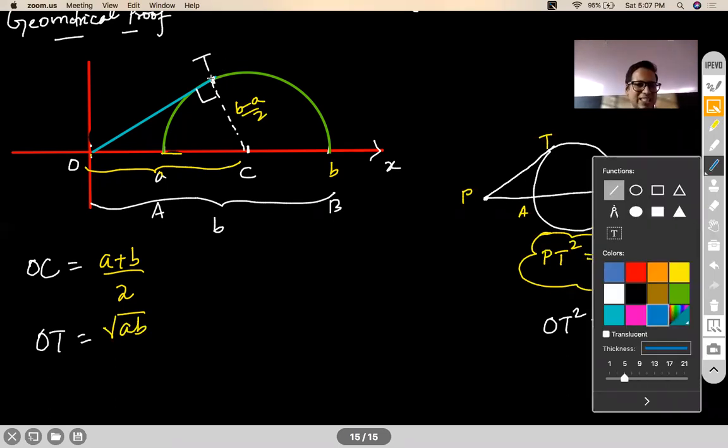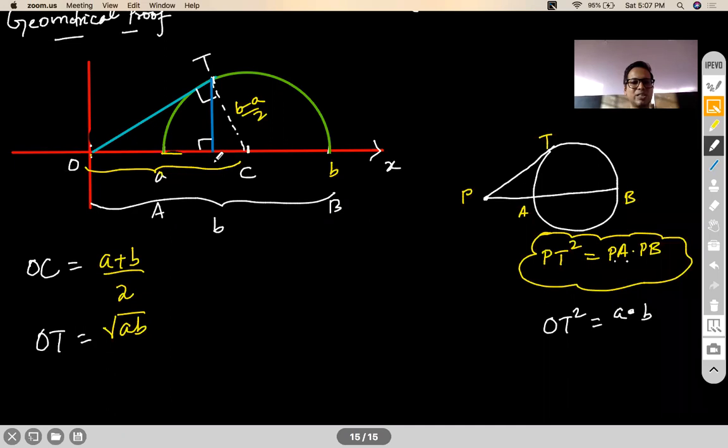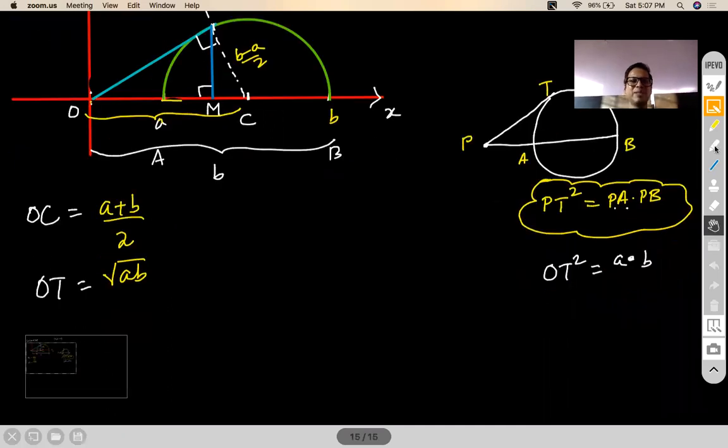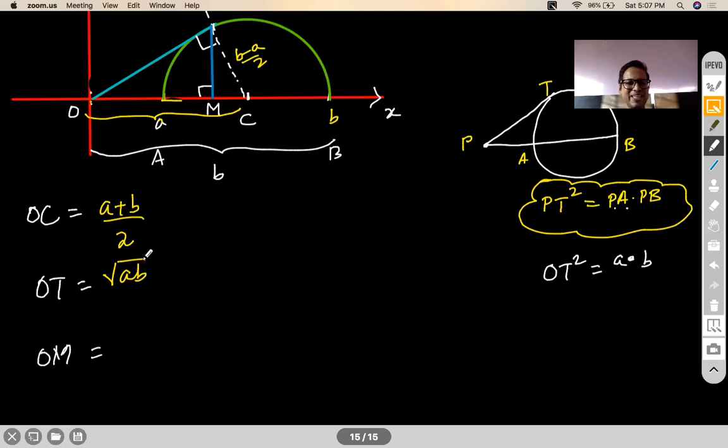Now, one more construction I'm going to do. I'm going to drop a perpendicular from T onto the x-axis, and let's call this point M. Who will tell me what is OM? Now, I'm sure most of you would be guessing, sir has already got AM, he has already got GM, so OM should be your HM. I appreciate your smartness in that regard, but I would request you to figure it out. What is OM?